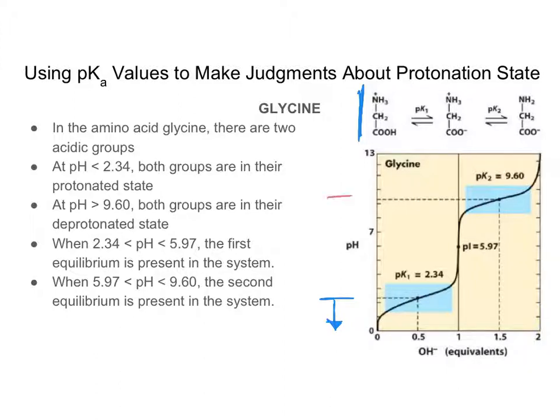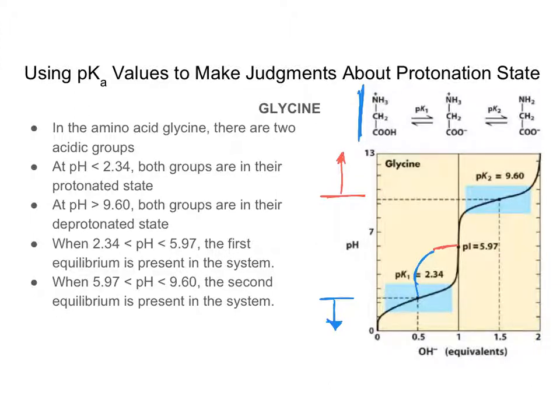If we're here, at a pH greater than 9.6, both of the protons are gone. They've been removed. And at a pH of somewhere between 2.34 and 5.97, so somewhere from here to here, one of the hydrogens has been removed.